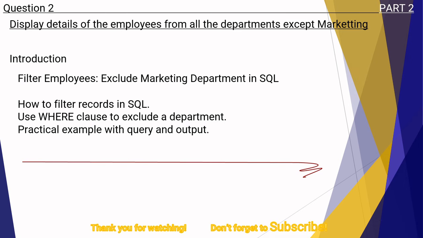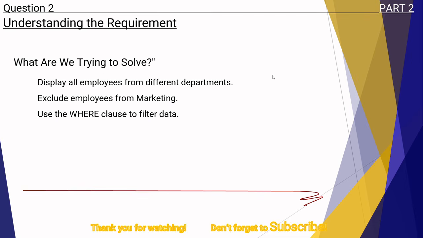Welcome back to this session. In this session, we will learn how to filter employee details in SQL and exclude employees from the marketing department. Let us get started. Our goal is to retrieve all employees' details but exclude those from the marketing department. We will use the where clause to filter the results.